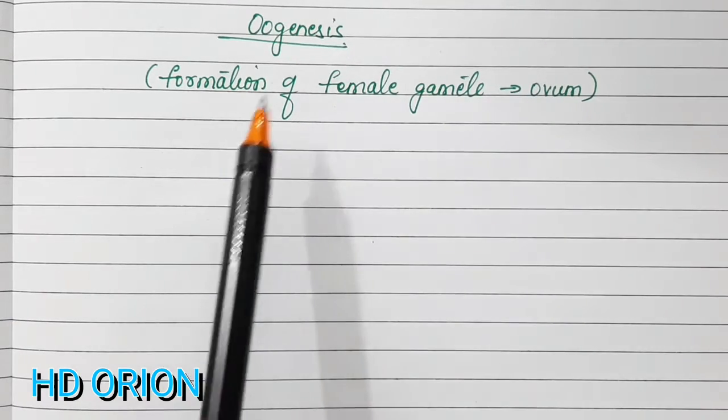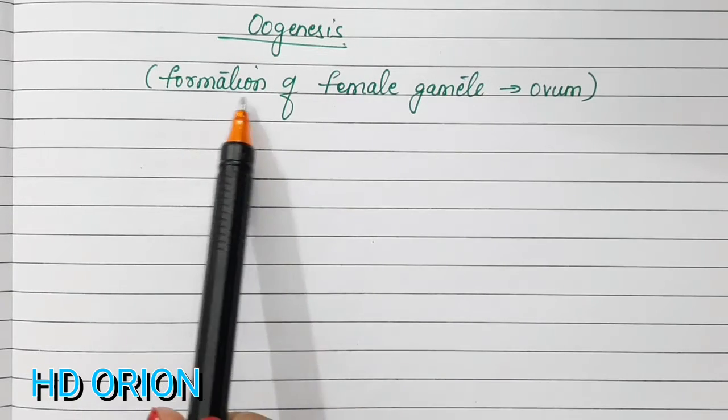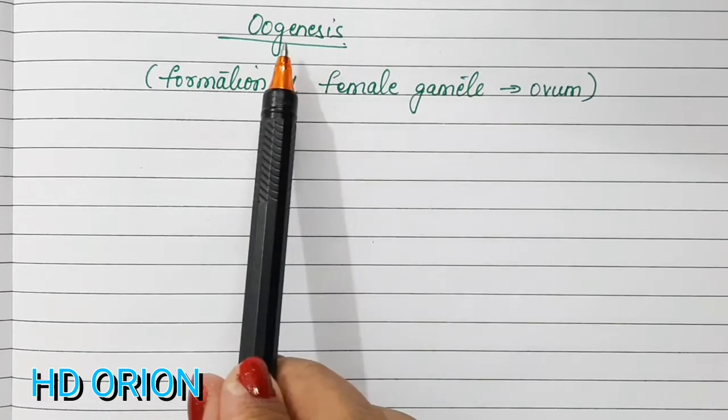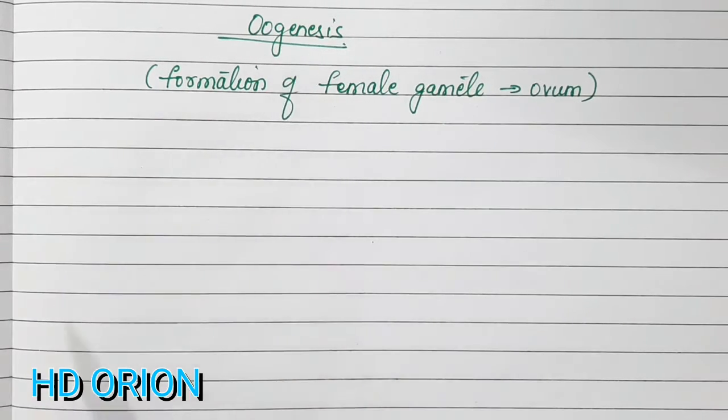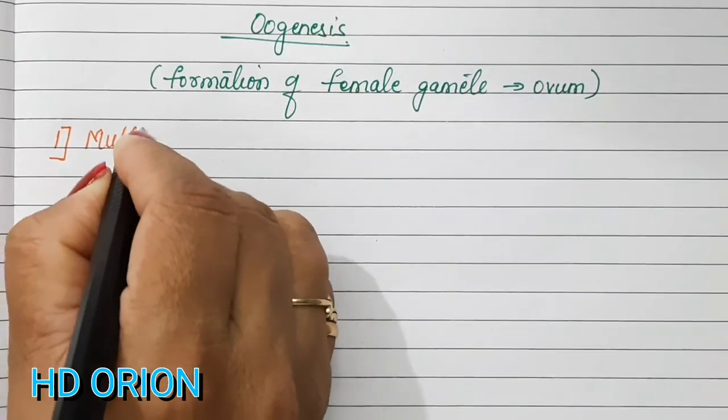Now let us see the second process, oogenesis, which takes place in the female body. The process of formation of the female gamete, ovum, is known as oogenesis. More or less the phases are the same. The first phase is the multiplication phase.